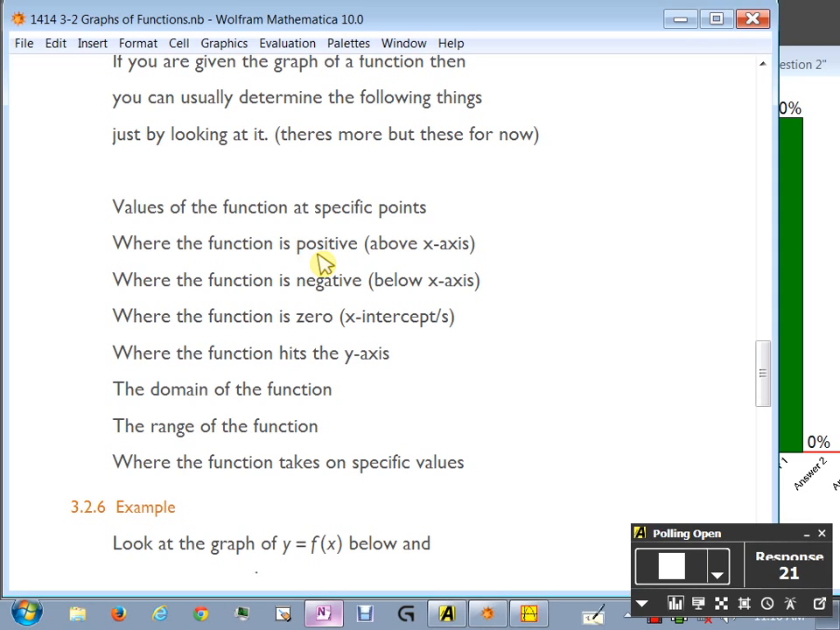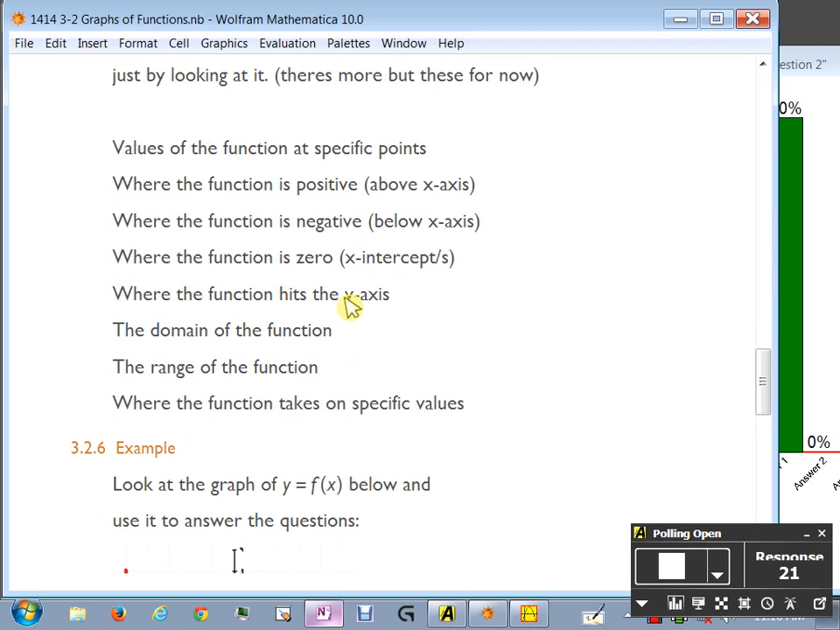That means where the function is above the x-axis. You'll be able to tell me where the function is negative, below the x-axis. Where the function is 0, we call those x-intercepts. Where the function hits the y-axis, what do we call that? Where a function hits the y-axis?